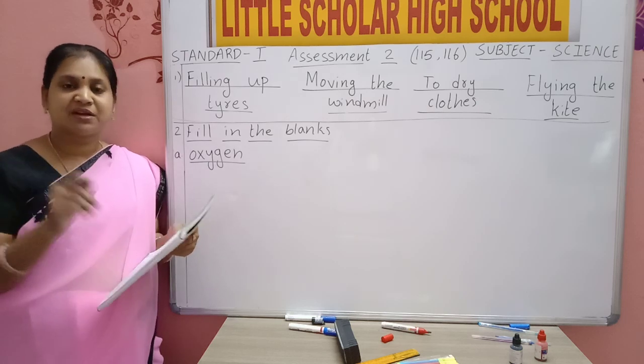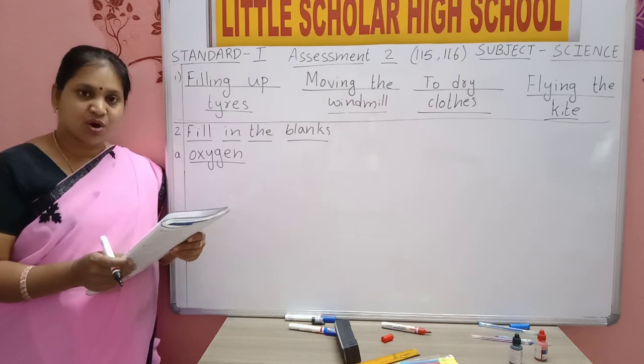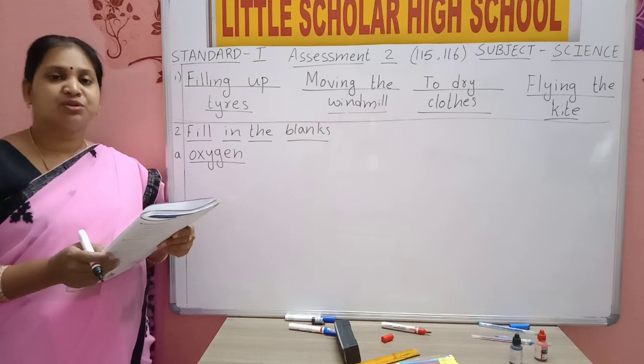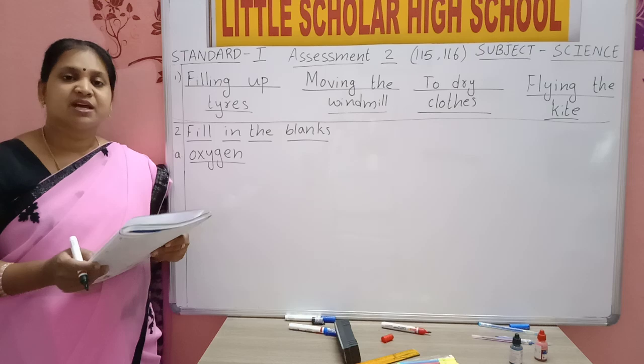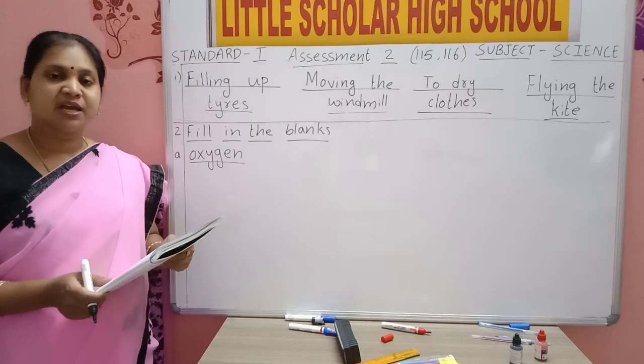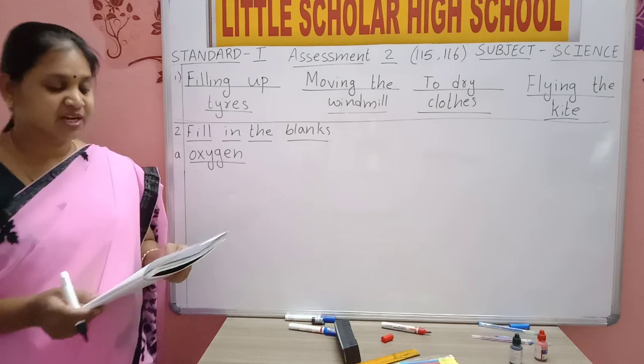Come on, read first one. Plants give out oxygen when they make their food. Come on, you read now. Plants give out oxygen when they make their food. Got it? Now second one.